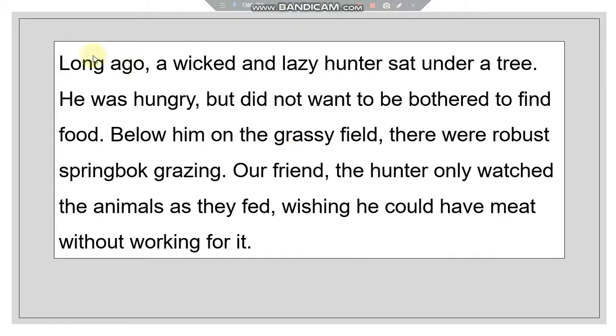Listen carefully. Long ago, a wicked and lazy hunter sat under a tree. He was hungry but didn't want to be bothered to find food. Below him, on the grassy field, there were robust springbok grazing. Our friend, the hunter, only watched the animals as they fed, wishing he could have meat without working for it.